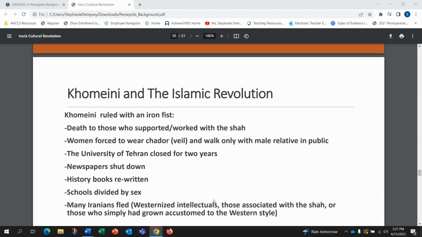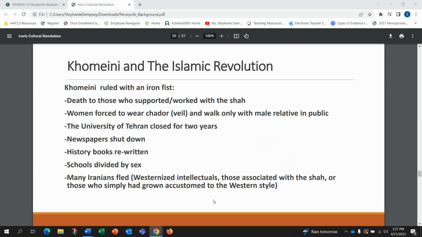Khomeini and the Islamic Revolution. Khomeini ruled with an iron fist, which meant death to those who supported or worked with the Shah, and women forced to wear the chador, which is a veil, and walk only with a male relative in public. The University of Tehran closed for 2 years. Newspapers shut down. History books were rewritten. Schools were divided by sex. Many Iranians fled, including westernized intellectuals, those associated with the Shah, or those who simply had grown accustomed to the Western style.